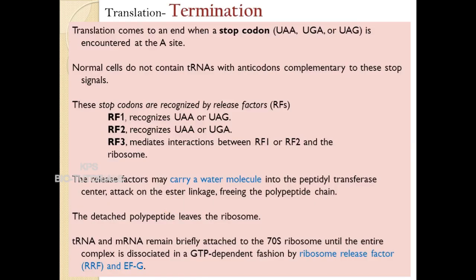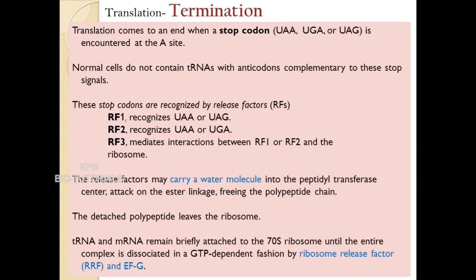Then the last step of translation is translation termination. That means the ending of the process of translation. The translation termination occurs with the help of stop codons. There are 3 stop codons: UAA, UGA and UAG. When a stop codon is encountered at the A site, there is no amino acid coding for this stop codon. No amino acids are coded by this stop codon.